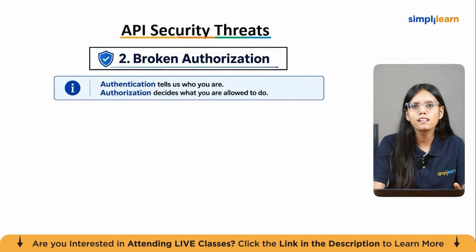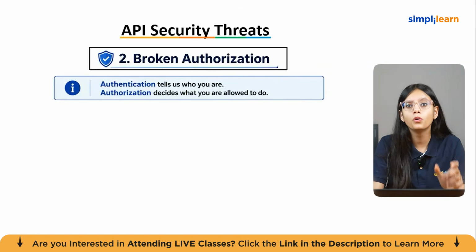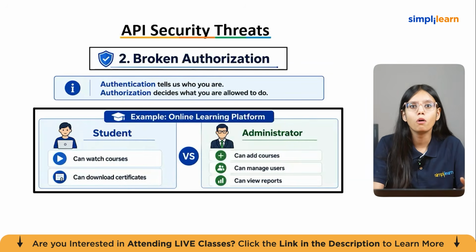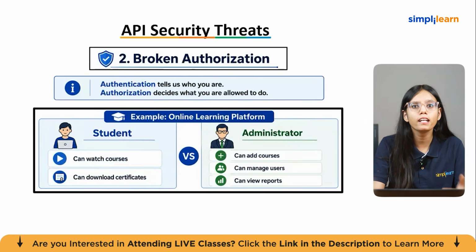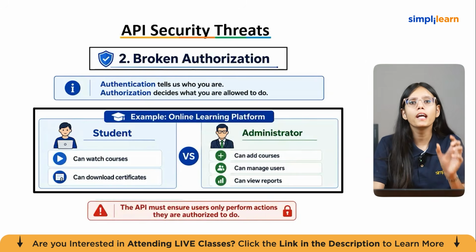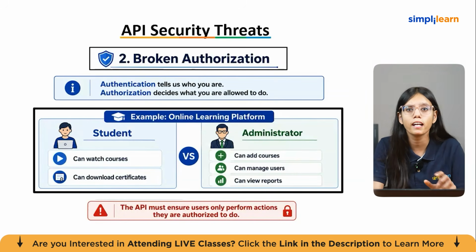Authentication basically tells us who you are, and authorization decides what you are allowed to do. For example, in an online learning platform, a student can watch courses and download certificates. But on the other hand, an administrator can add courses, manage users, view reports, and do many other things that students are not allowed to do. So the API must ensure users only perform actions that they are authorized to do.